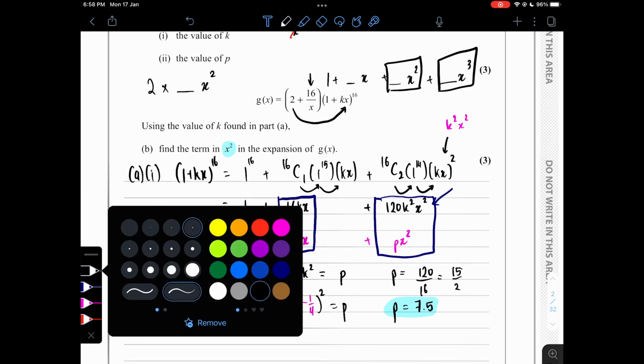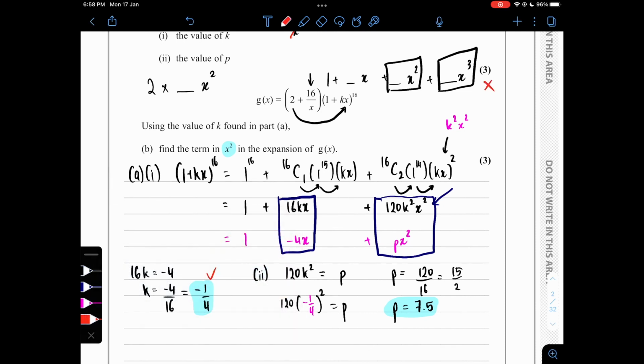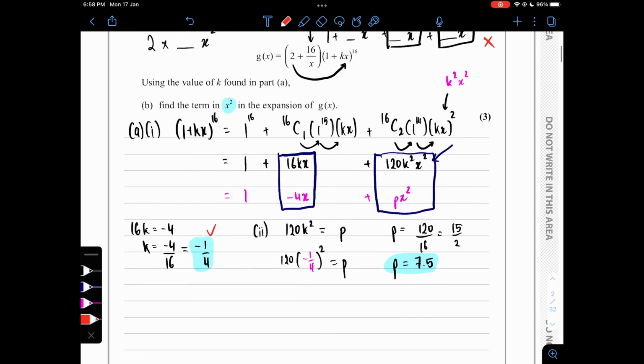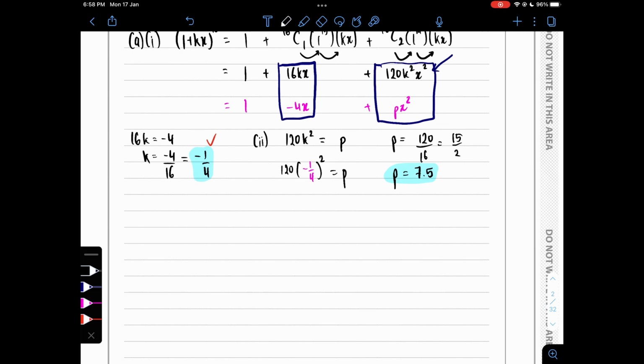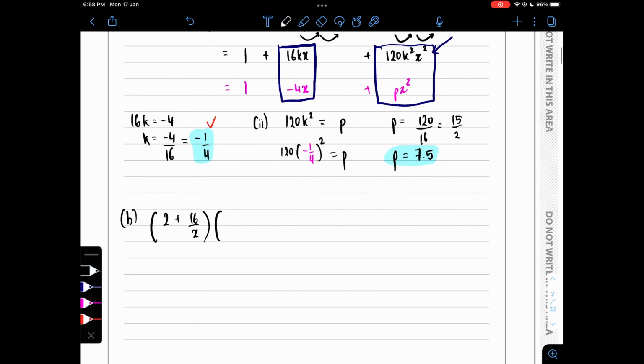We do not have the term yet for the x cubed. So what do we need? We just need, so let's just write down. So we have part B, we have 2 plus 16 over x multiplied by the expansion. So now let's expand the expansion. That's 1 minus 4x, right?